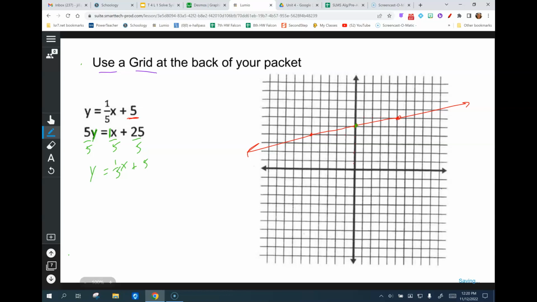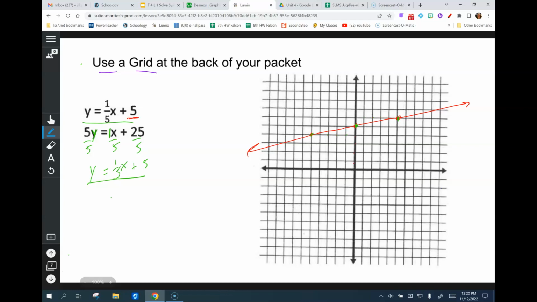We plot our y-intercept. Okay? Then we're going to go up 1 and over 5. We're going to go down 1 and over. Okay, down 1. It's looking like it's the same line, people. Because it is. Look back at your equations. Those are the exact same lines.